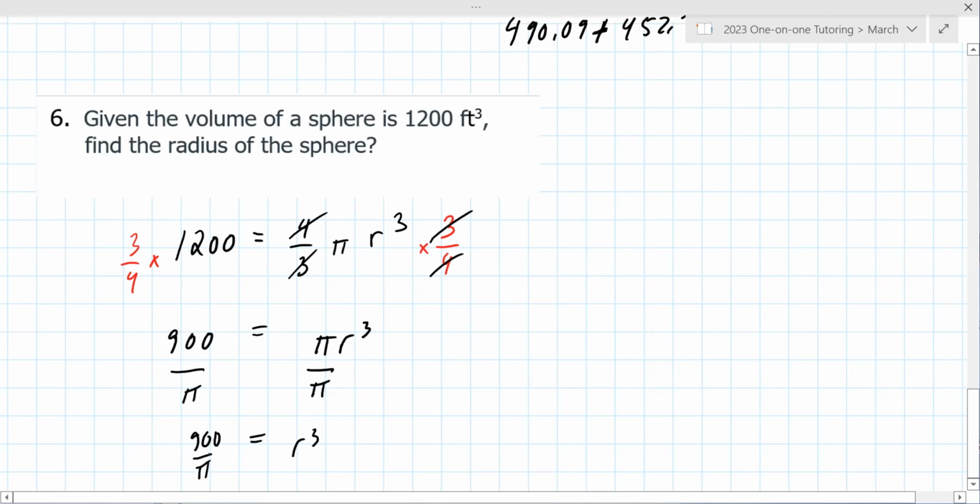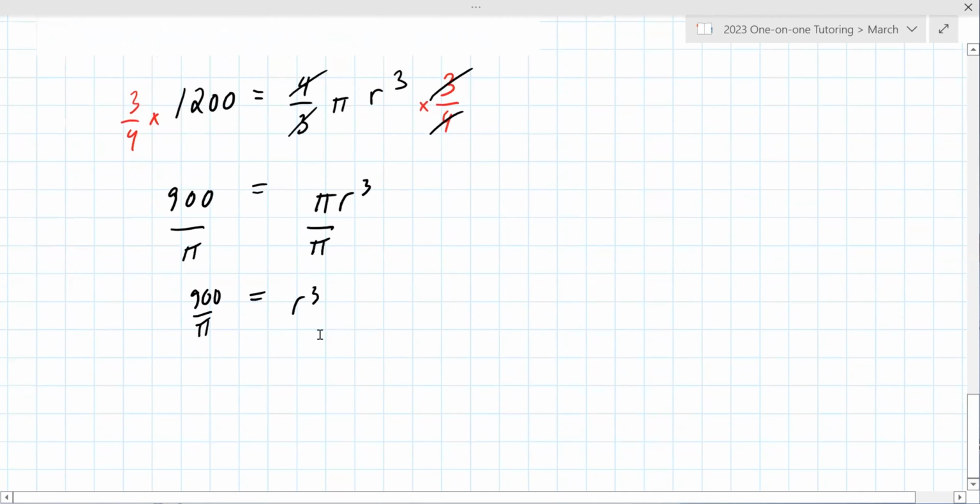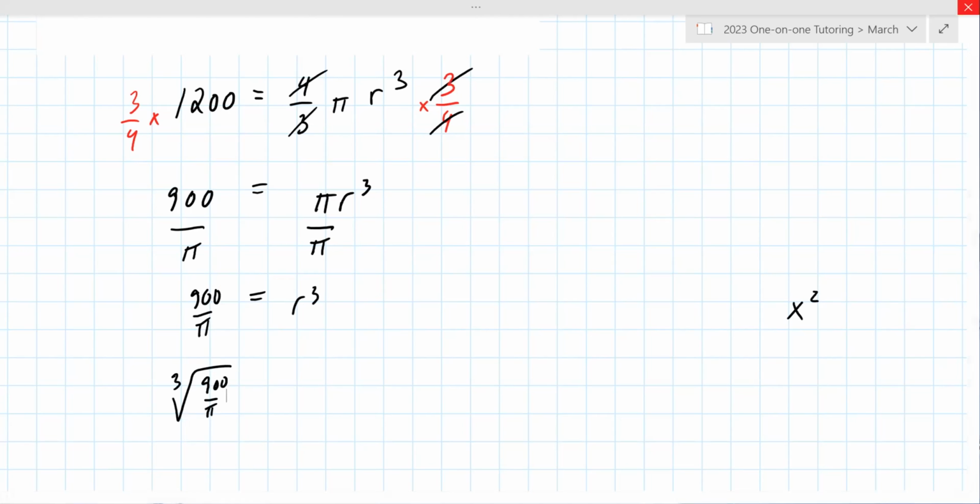Do you remember from your algebra class how to undo a cube? No. What if it was a square? Do you remember how to undo squares? Yeah, you square root it. So same thing here. You actually just cube root both sides. How do you cube root? Good question. Do you have a TI 83 or 84?